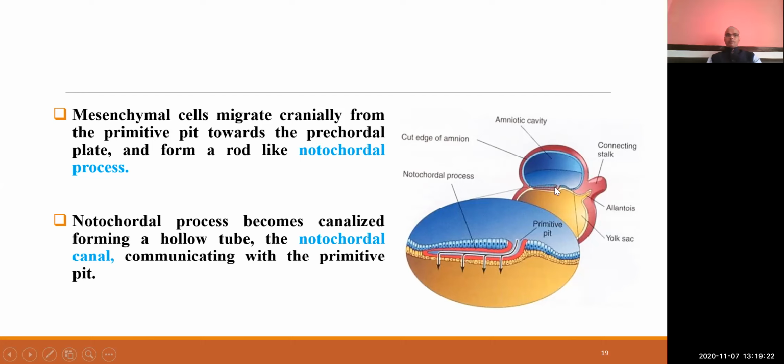This is a magnification of this view. In this, the mesenchymal cells migrate cranially from the primitive pit towards the precordal plate and form a rod-like notochord process. This red color shows the notochord process. The notochord process becomes canalized, forming a hollow tube, the notochordal canal. It is communicating with the primitive pit. This is the primitive pit, so there is a communication between the notochordal canal and the primitive pit.